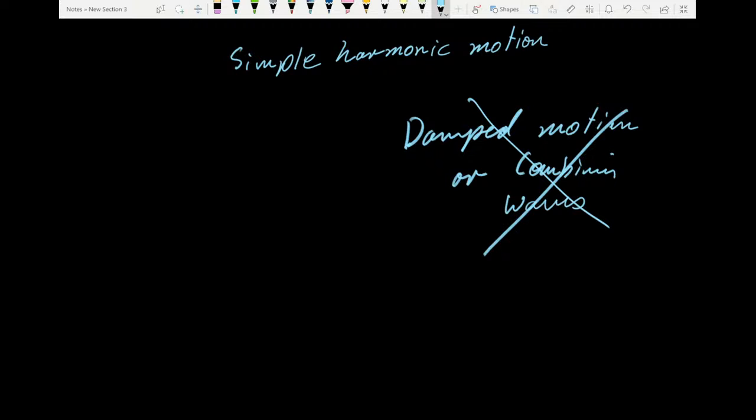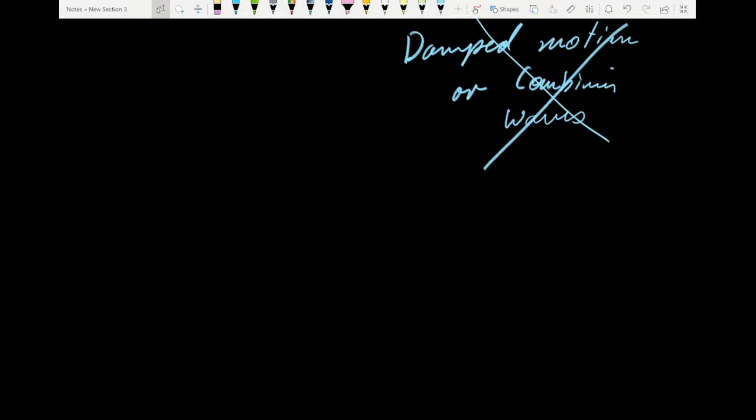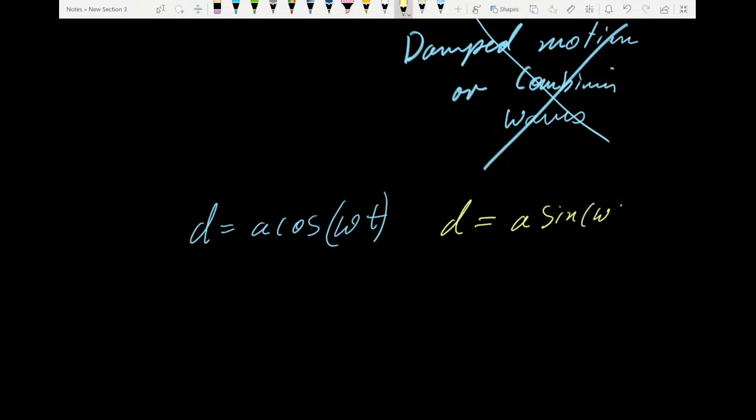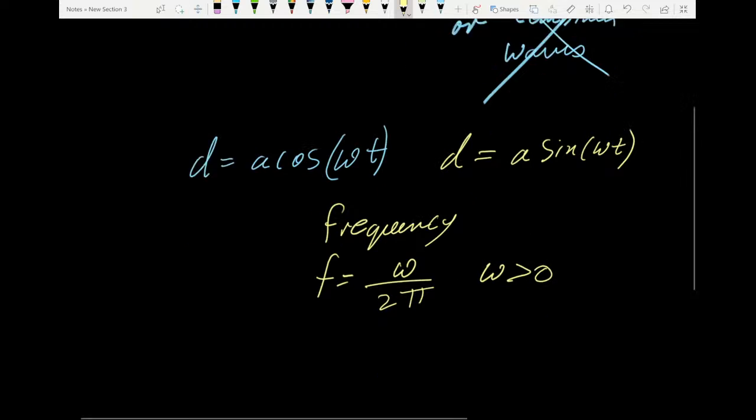Okay? So here's the formula for simple harmonic motion. D is the displacement, A cosine of omega t. The other one would be the displacement, A times sine of omega t. And the frequency would be F equals omega over 2 pi, where omega has to be greater than 0.